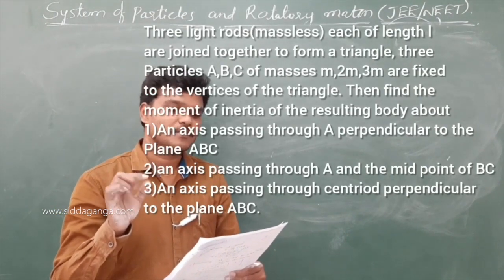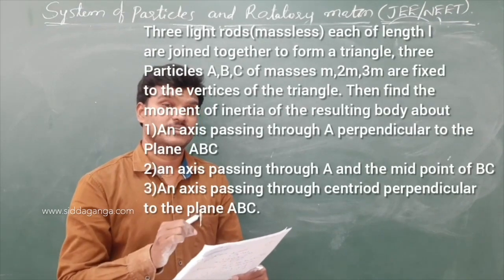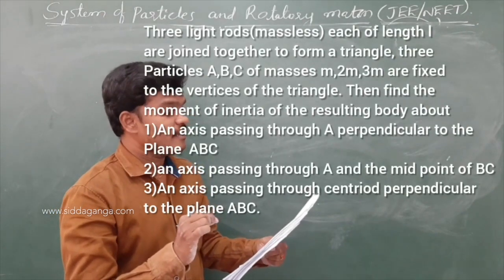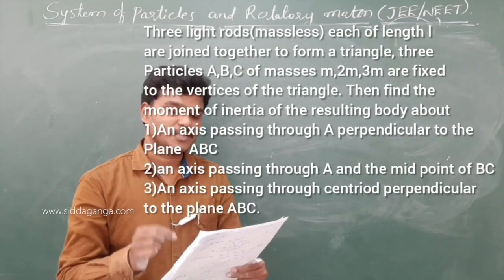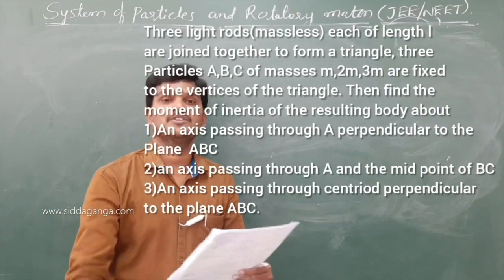Question number 1: an axis passing through A perpendicular to the plane ABC. Second one, an axis passing through A and the midpoint of BC. Next one, an axis passing through the centroid perpendicular to the plane.